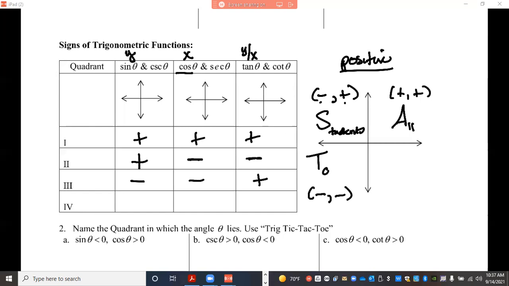And I'm going to abbreviate this as "take." It's a quick little saying, a silly little saying to help us remember what's positive in what quadrants.